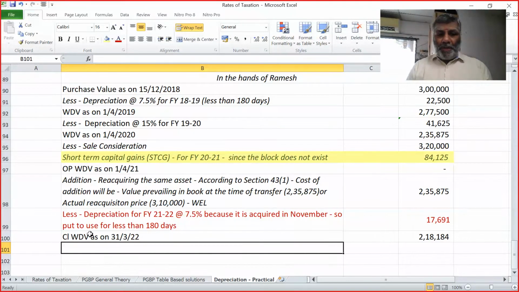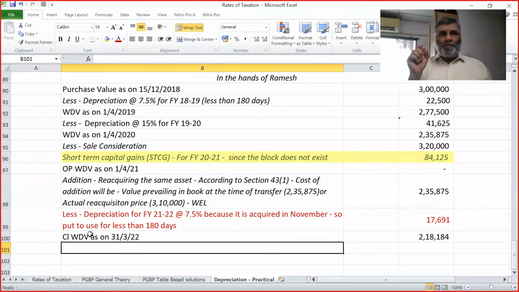This loss will not be transferred to P&L. Two things I will tell you. This is not loss. As per books of account, this is a profit. 2 lakh 35 was sold for 3 lakh 20,000. What loss is there?